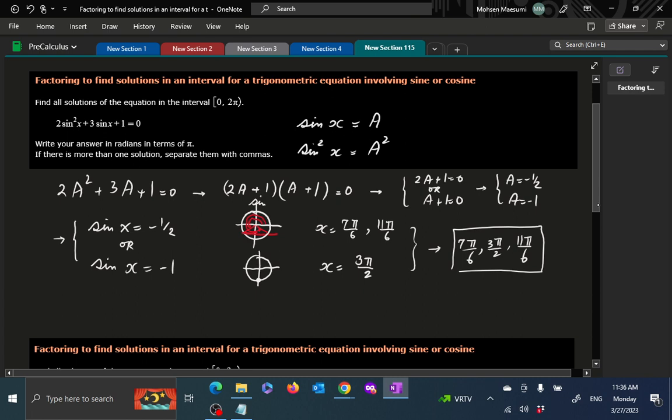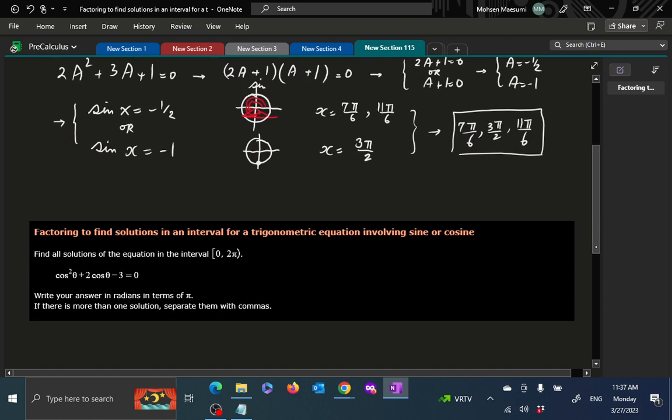Same thing applies to all the other problems in this section. Again, remember that we are looking at 0 to 2 pi. If you want all the other solutions, then you have to add 2k pi to all of these.